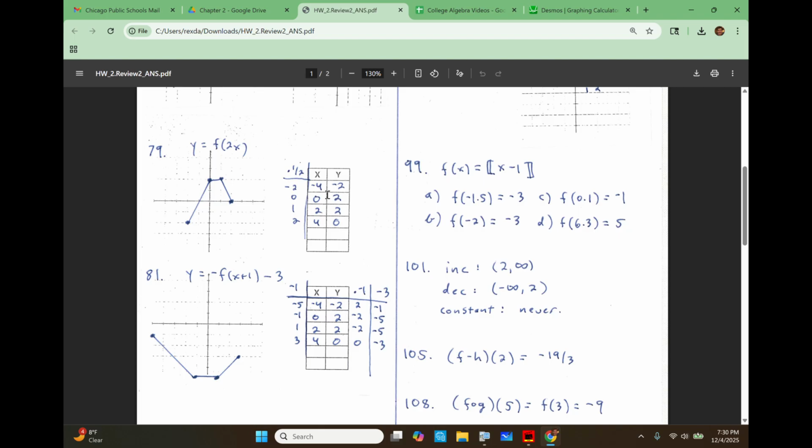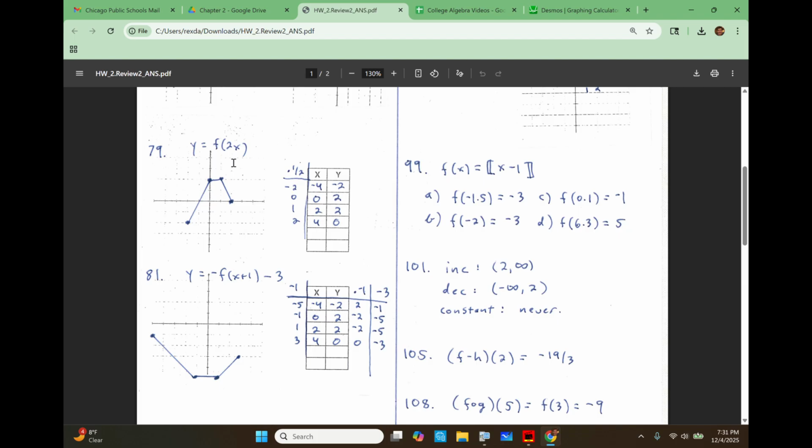Okay, so in 79, f of 2x, I'm going to halve all of these x values so that when I double them, I get this x value to get this y value. Again, this is what the function knows. If you give it a negative 4, it's going to give you a negative 2. Now, if you put in negative 2, times 2 is negative 4, to get the negative 2. That's going to be a horizontal shrink by a factor of half.